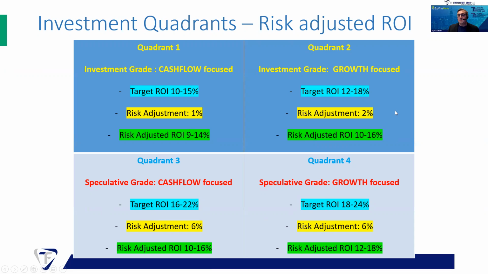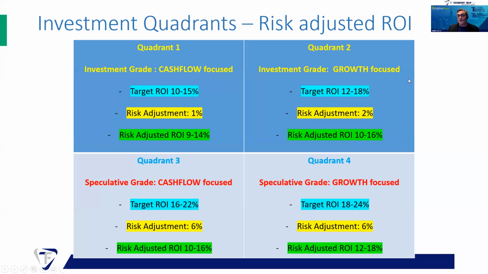Same methodology applies to quadrant 2, and the same methodology applies to quadrant 3, and the same in quadrant 4, except the risk adjustment is very different between the quadrants. Quadrant 1 risk adjustment is typically 1%. For quadrant 2, it's 2%. For quadrant 3 and 4, 6%. So as you're taking more risk and you're moving from quadrant 1 and 2 into quadrant 3 and 4, you better get a higher risk-adjusted compensation. Otherwise, why take risk? This is the holy grail of investing. If you're taking on the risk, you better have a better upside.